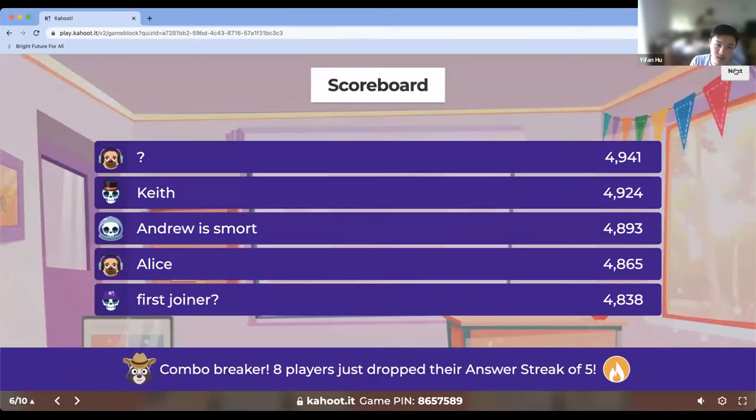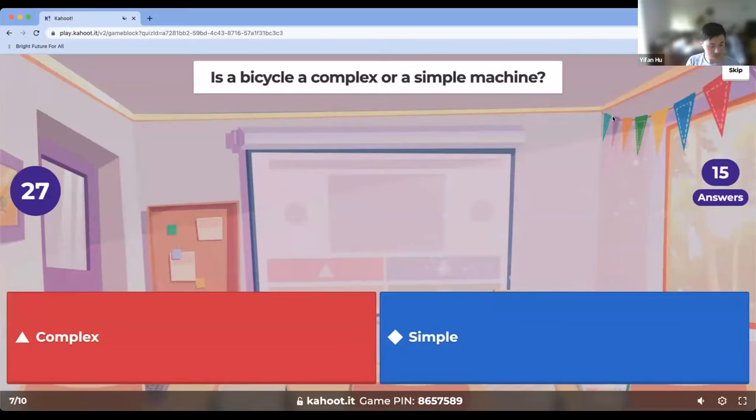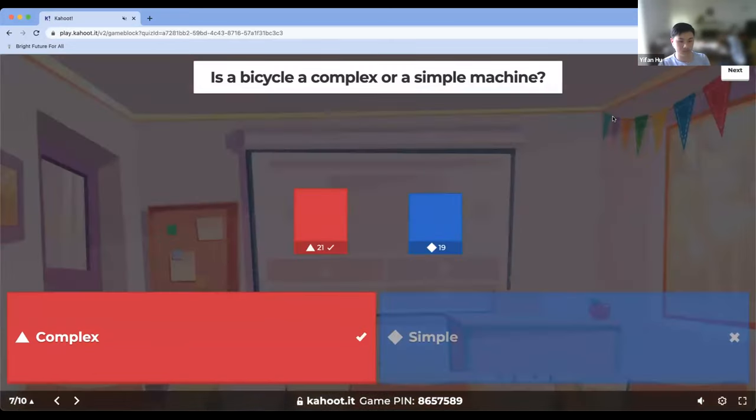Yeah, we can go next. This one's also pretty straightforward, but I will still explain it afterwards. Okay, so a bicycle would be a complex machine because I said there's only six types of simple machines: levers, wedges, inclined planes, wheel and axle, pulleys and screws. As a bicycle is not in the list, it's complex because it's made out of multiple simple machines.